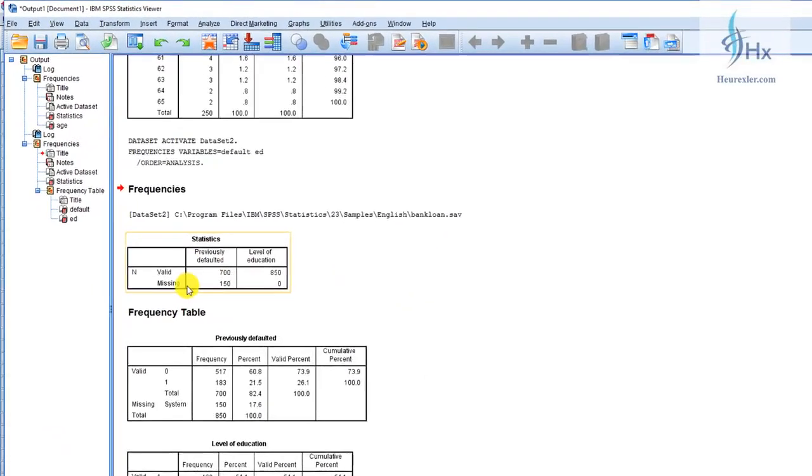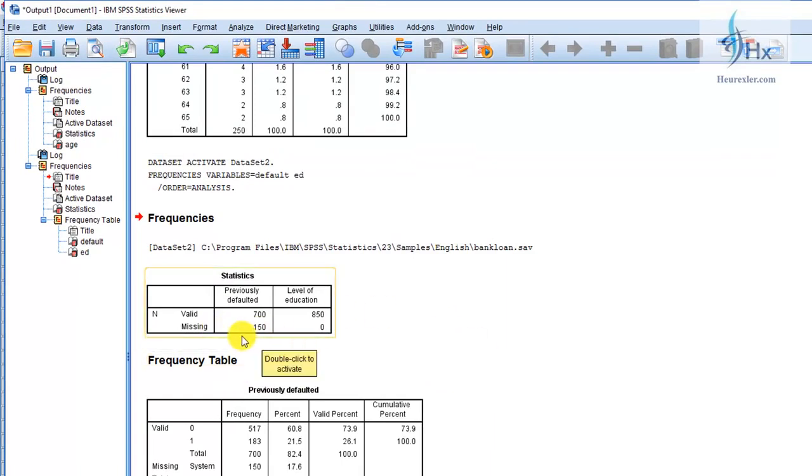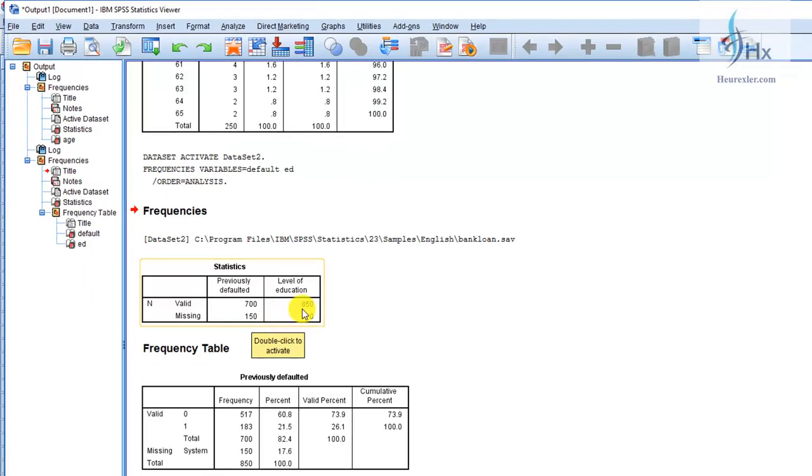So this is our output, and we can see in the bank loan data set we are having 700 valid cases and 150 missing cases. So that's again a huge number. And level of education has been reported for all the 850 cases. So there is no missing value for level of education. Everybody reported his or her level of education, but default status is not available for 150 individuals.